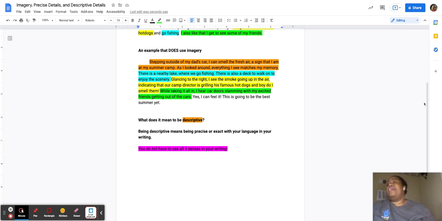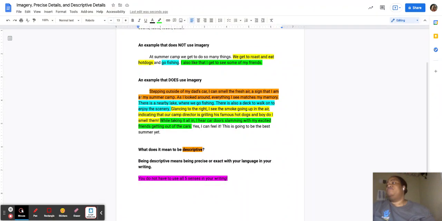All right, so let's look up here. I highlighted this in orange. "Stepping outside of my dad's car, I can smell the fresh air, a sign that I am at my summer camp."